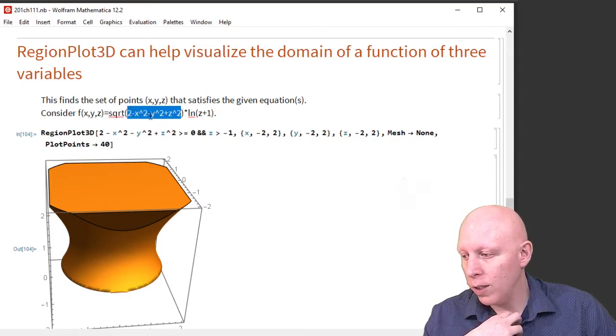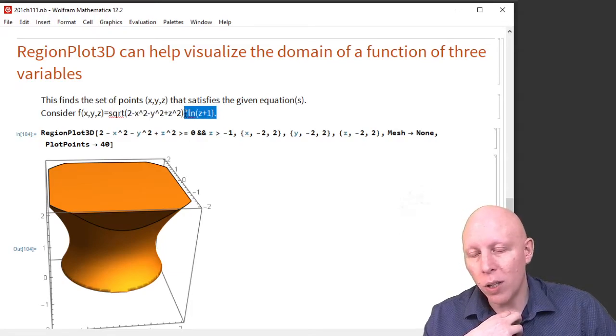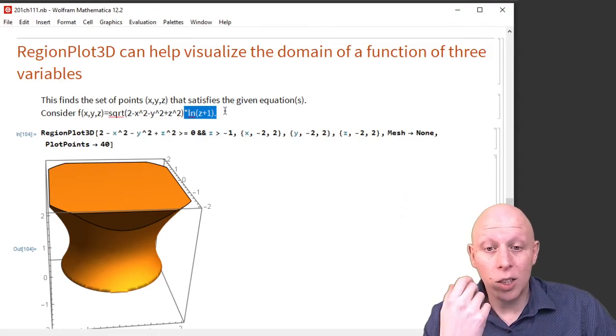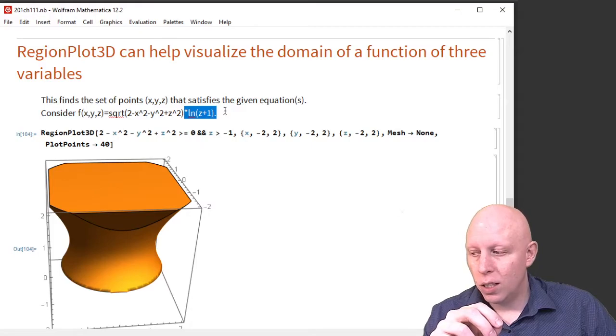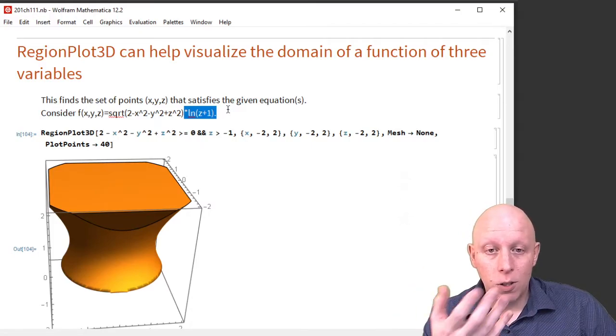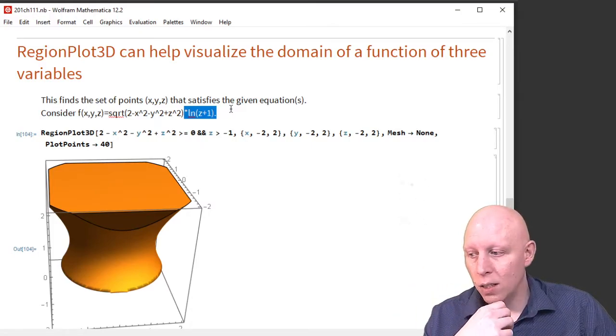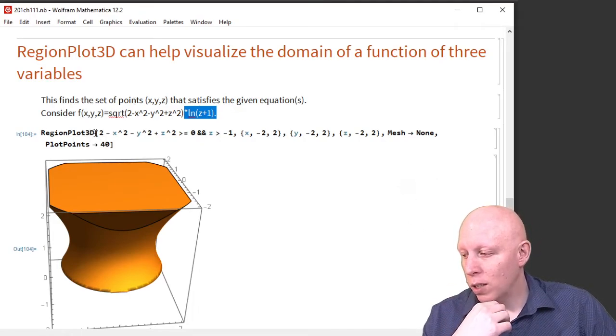So let's look at this example: square root of 2 minus x squared minus y squared plus z squared, times ln of z plus 1. You plug in an x, y, z triple into your function, and that's going to give you an answer for some choices of x, y, and z. So what does that set look like? We'll plug this into the region plot 3D command.